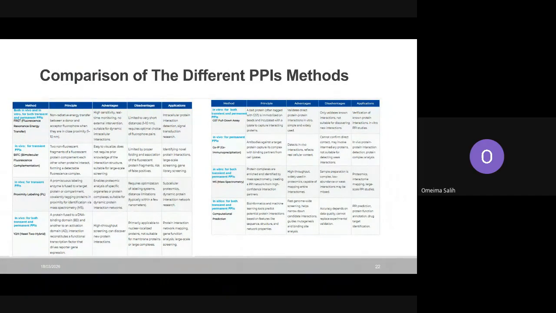Are you looking at whether this interaction exists or not, or the dynamics of the interaction, or the type of interaction, and so on?